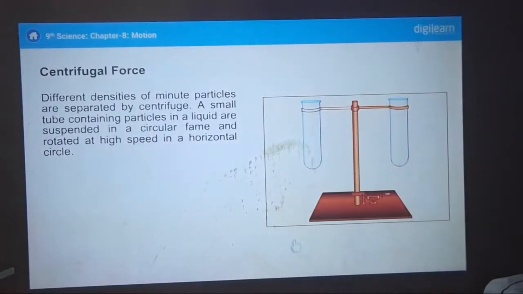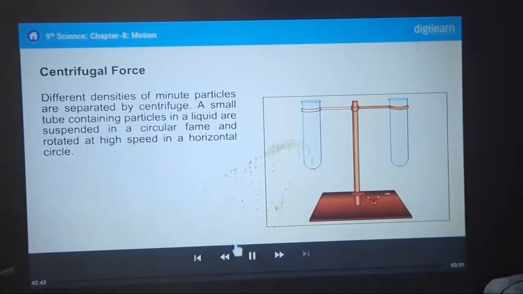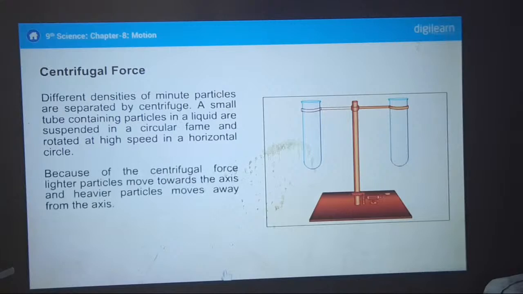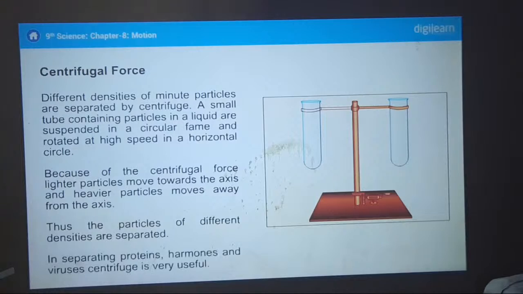Particles of different densities are separated by a centrifuge. A small tube containing particles in a liquid is suspended in a circular frame and rotated at high speed in a horizontal circle. Because of the centrifugal force, lighter particles move towards the axis and heavier particles move away from the axis. The particles of different densities are separated. For separating proteins, hormones, and viruses, the centrifuge is very useful.